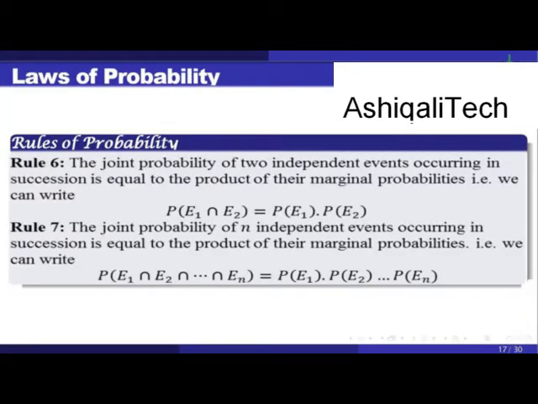And dear students, coming back to the rules, rule number 6. The joint probability of 2 independent events occurring in succession is equal to the product of their marginal probabilities. That is, we can write probability of E1 intersection E2 is equal to probability of E1 into probability of E2. Rule number 7. The joint probability of n independent events occurring in succession is equal to the product of their marginal probabilities.